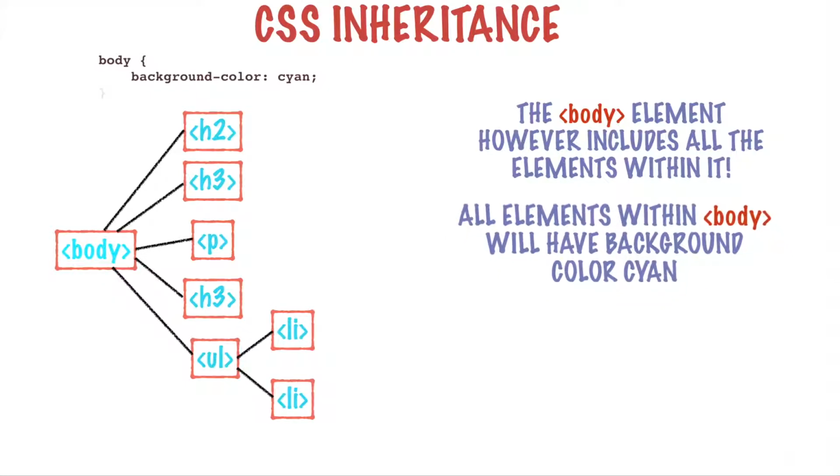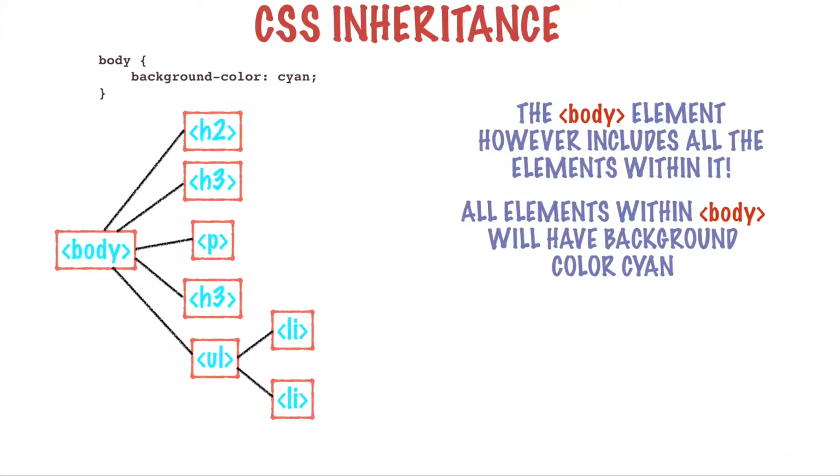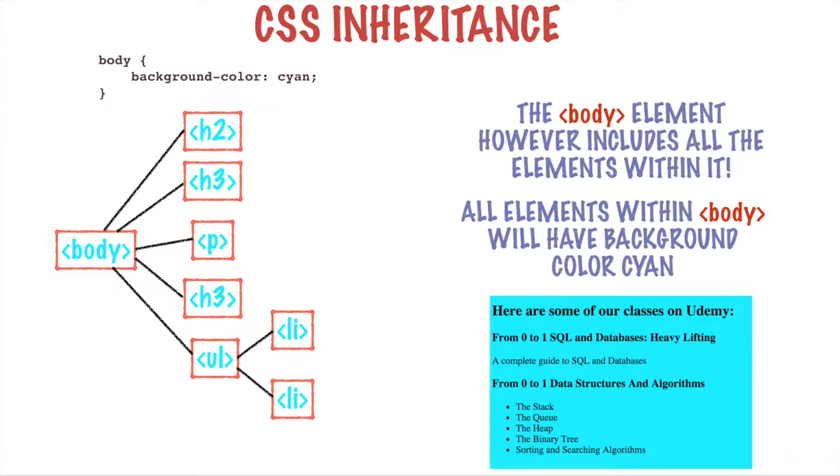This is an important point. Anytime you apply a rule or a style to a particular element, all of the nested elements below it are also going to be governed by the same style. And here on screen now is what this style looks like. As you can see, the entire page has been turned into this bright lurid blue cyan background.